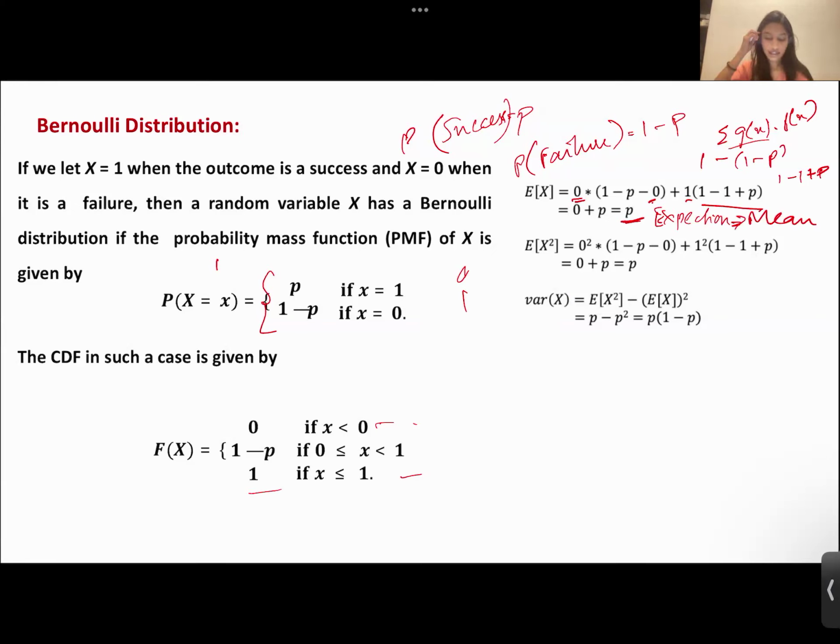And similarly, expectation of x square, you just square up these. And here E of x square is again p. And now we have already seen that variance can be calculated by E of x square minus E of x the whole square. Substituting, p minus p square. So p is common here. This gives you p into 1 minus p. So this is your variance. So you have the expectation and you have the variance of a random variable x.